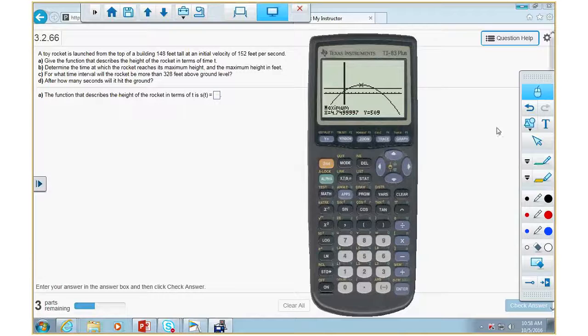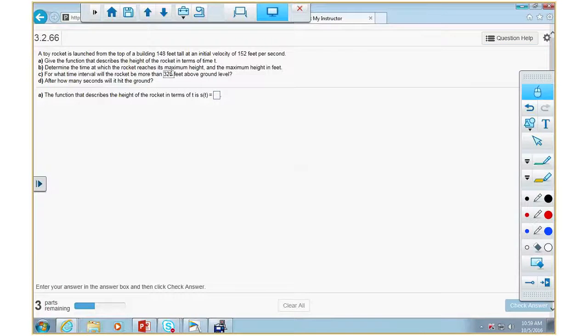Now let's find the intersection. Second, calc, intersect. And there's the first curve, there's the second curve, and then go over. Right there. There's your first intersection, 1.39, 328 feet. Second, calculate, intersect. It was 1.39 and 328, right there. It's in the question.